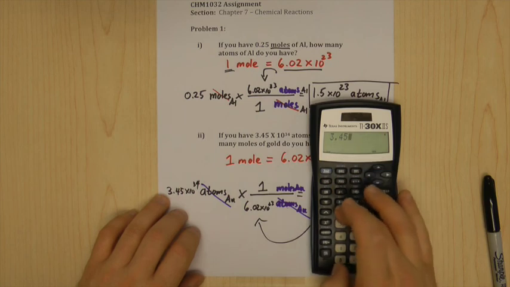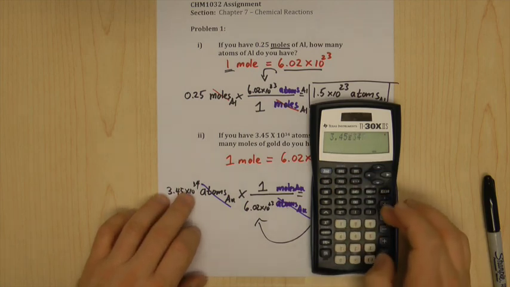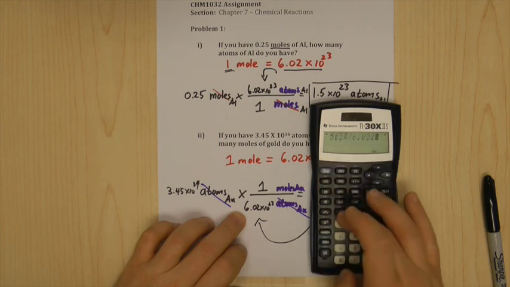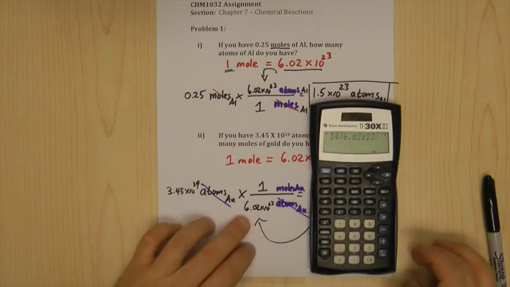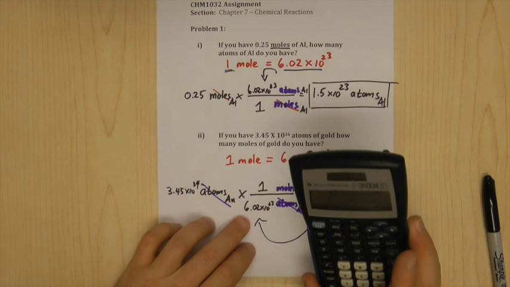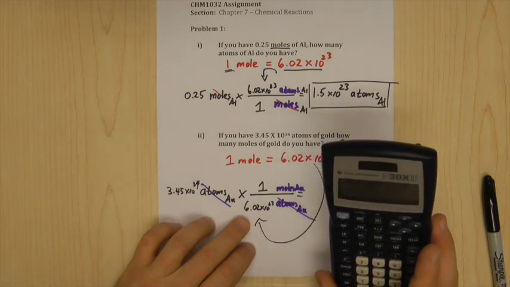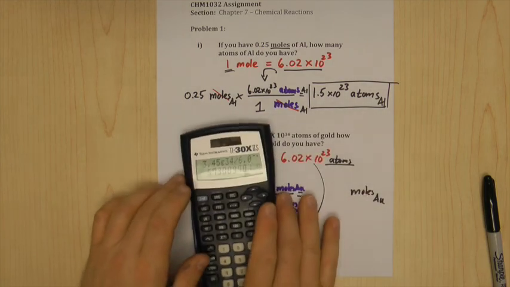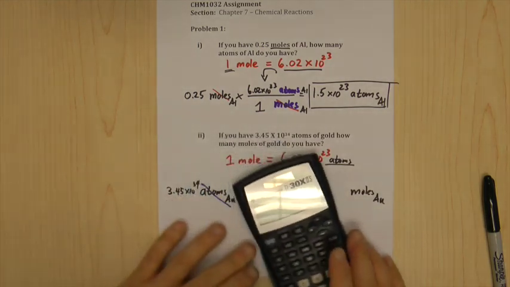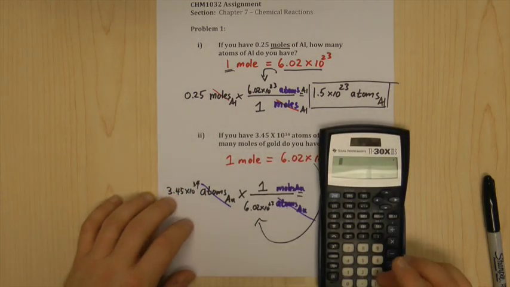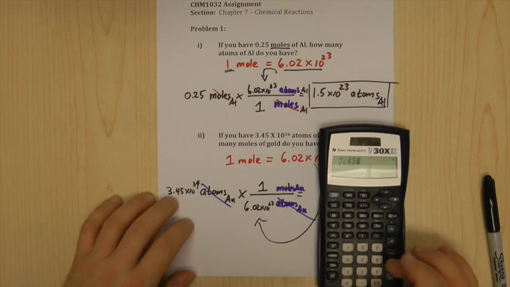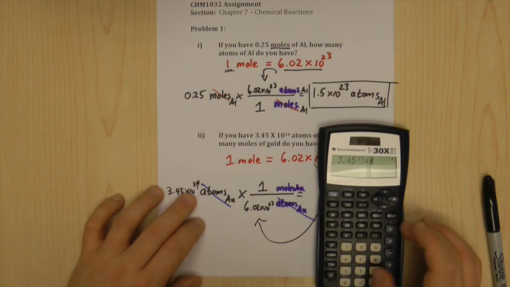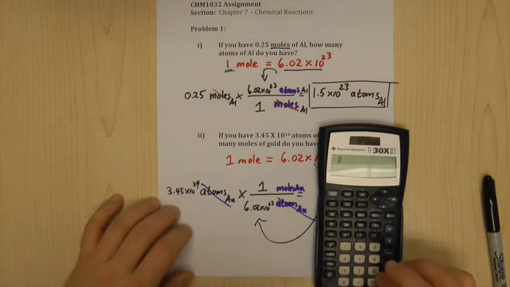Okay? All right. Bust out your handy dandy calculator again. 3.45 exponent 34 divided by 6.02 exponent 23 equals. And let me see here. One more time. I think I might have typed something in the calculator incorrectly. Let me just make sure. Oops, that's probably why.